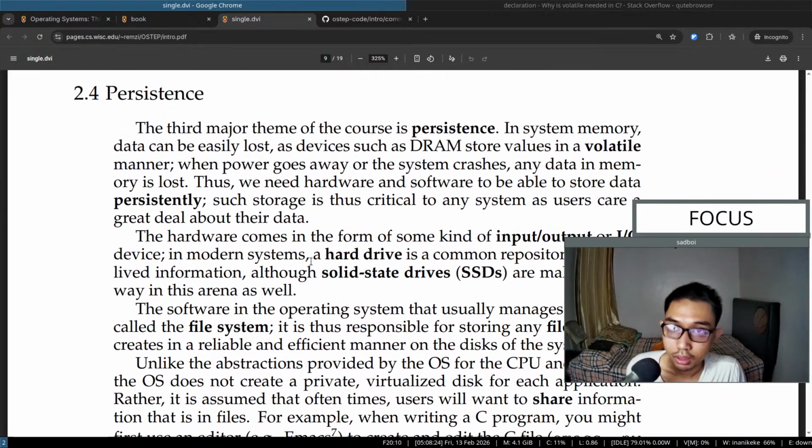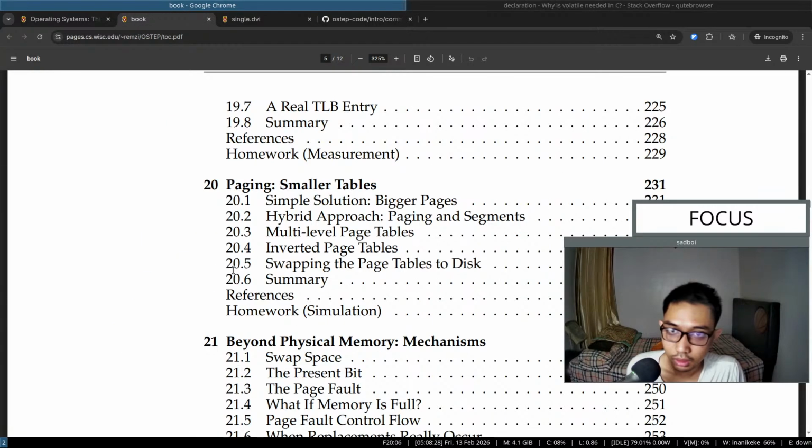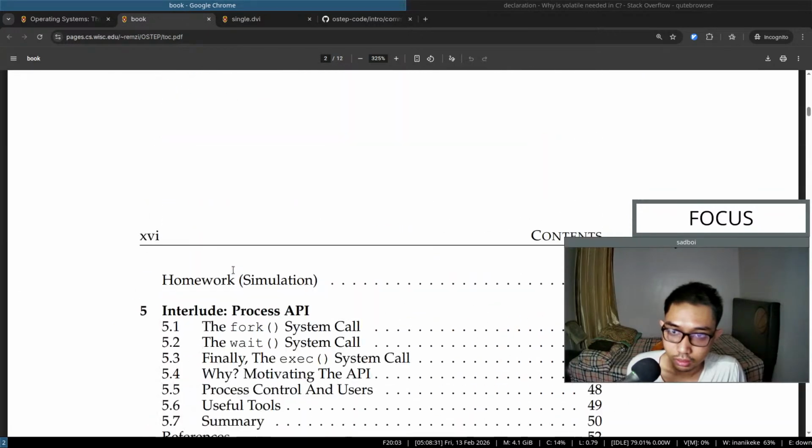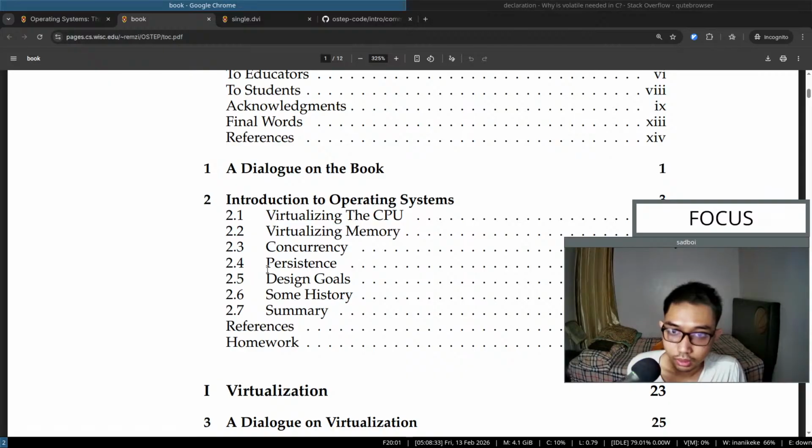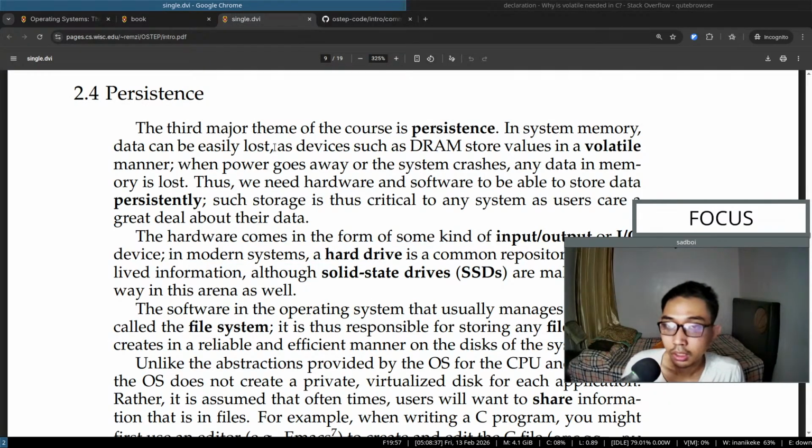Now let's take a look at persistence. This one.